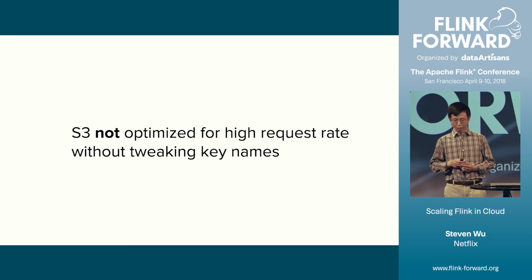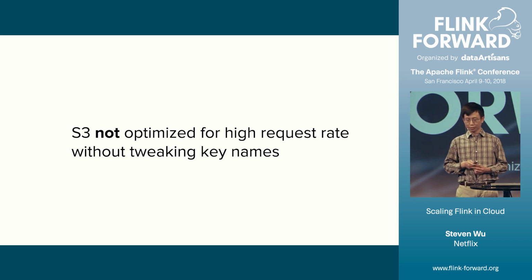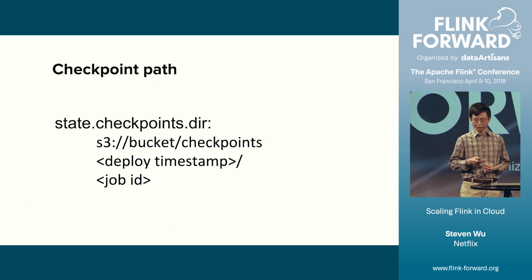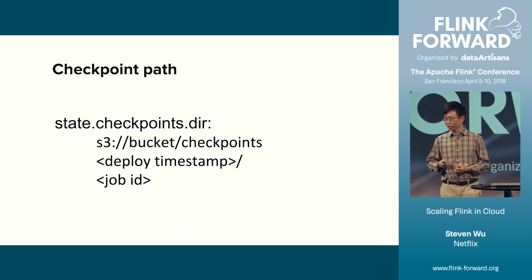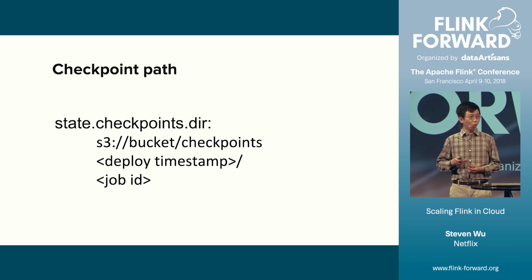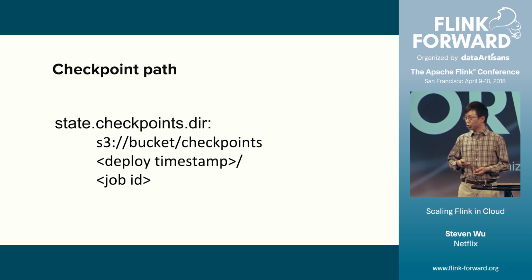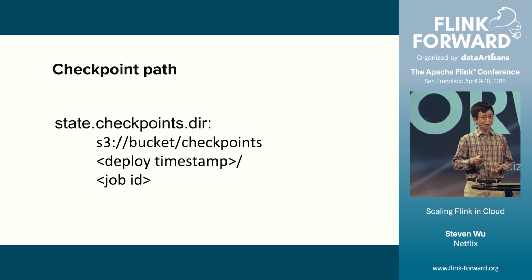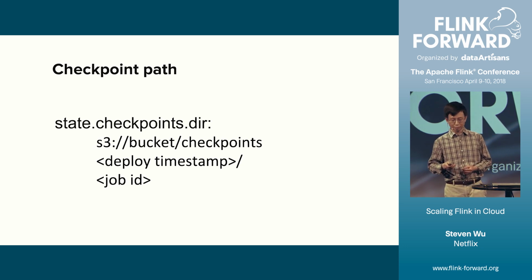Let me remind you that S3 is not optimized for high request rates without tweaking the key names. So initially, we set the Flink checkpoint path like this. We have a fixed prefix called checkpoints, followed by a deployment timestamp, then a unique job ID for each routing job. This is the classic sequential key name that I showed you earlier because we use a timestamp. That's not very scale friendly for S3.